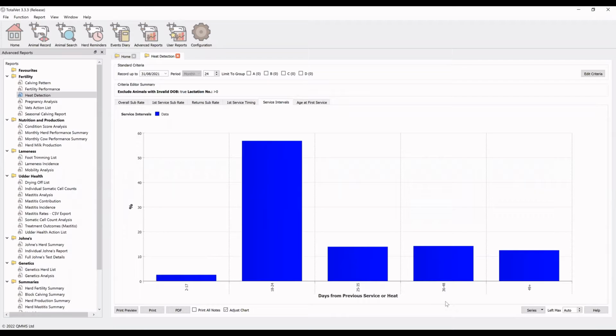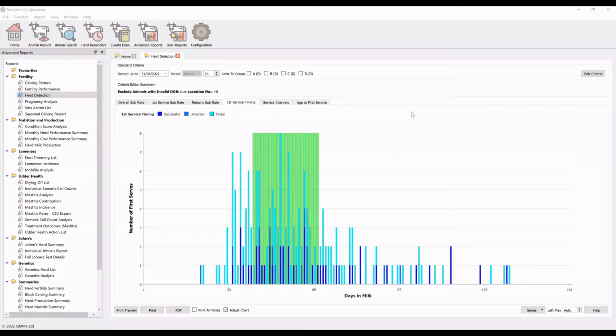Towards the right of the graph, we can see cows that are being served at an elongated service window. So are these cows that are having heat missed, or are these cows that are having early embryonic loss, causing an irregular estrus interval? If we wanted to investigate first services of lactation, we could do this using the first service timing tab.